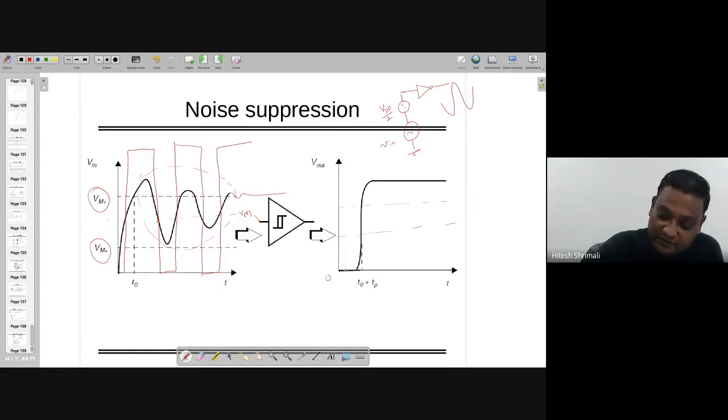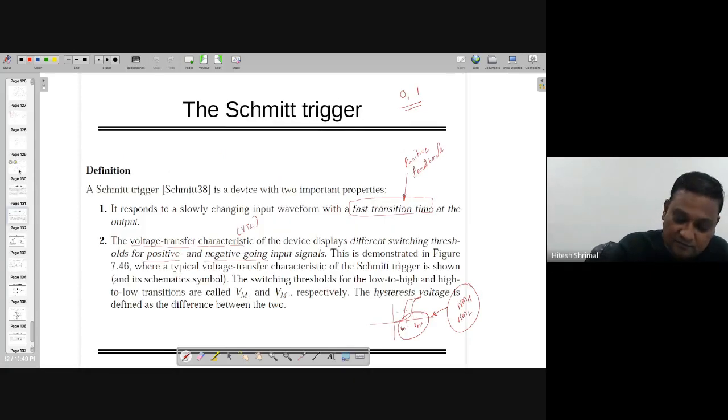I'm drawing it for you people. See? So after the switching threshold only, it's getting the output, and this is going to be driven by the propagation delay of this comparator or the whole circuit.